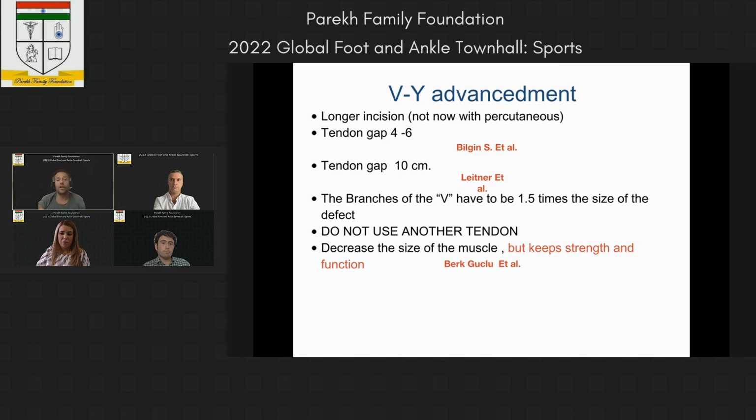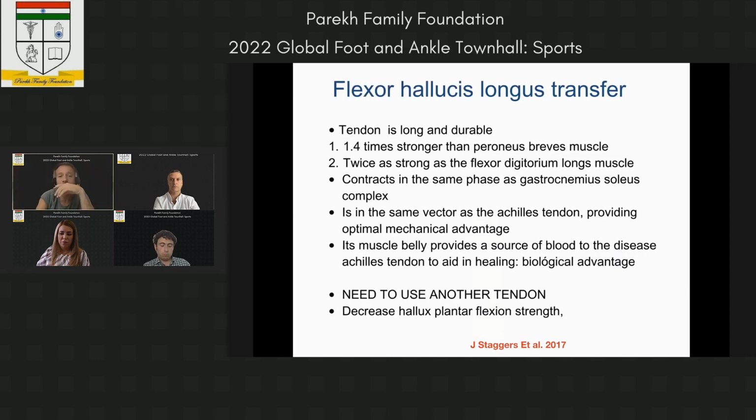What is better here is that you don't need to use another tendon to make the surgery. It decreases the size of the muscle, but keeps strength and function. That's why I decided on this for this patient that was running. I want to run again.